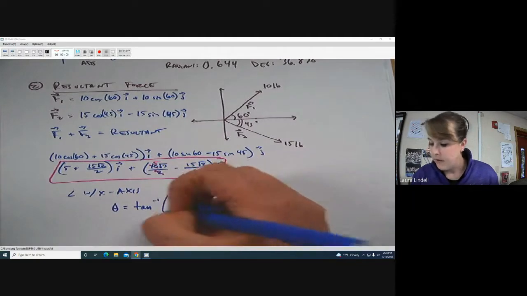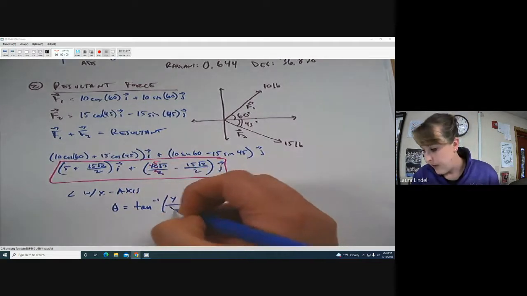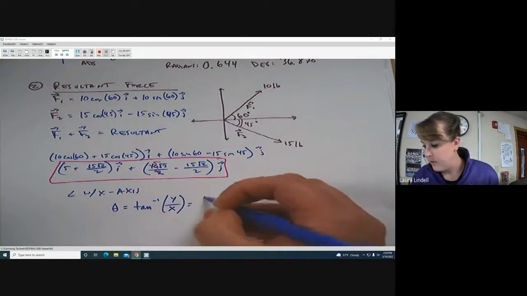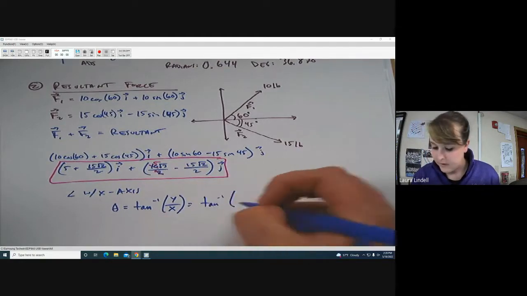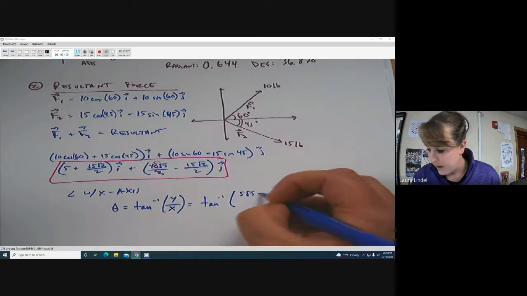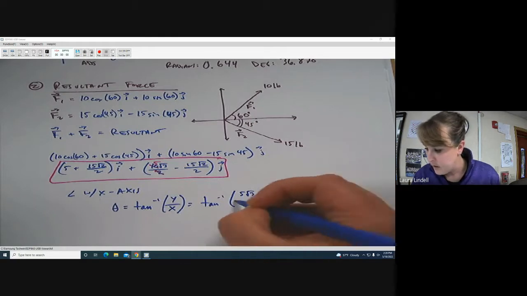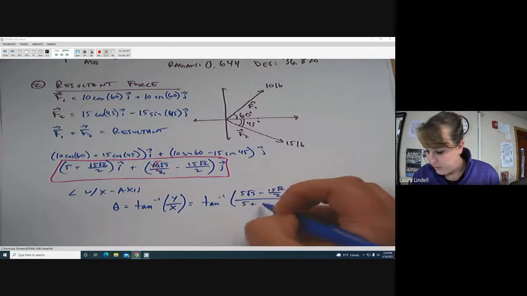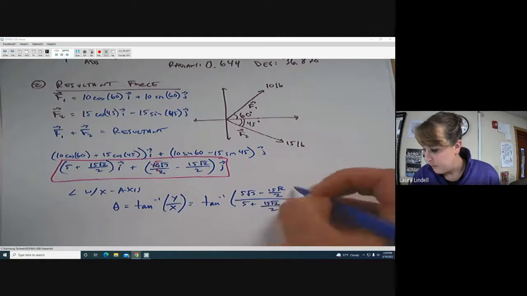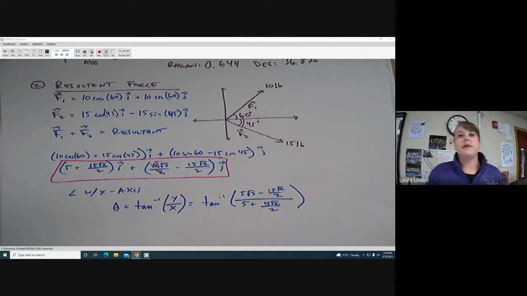tangent inverse of the y component over the x component. So this is going to be tangent inverse of 5 root 3 minus 15 root 2 over 2, over 5 plus 15 root 2 over 2. And then I would just toss that into a calculator. You don't need to worry about trying to figure that one out without one, obviously. So yeah, there's one resultant force type of problem that we could see.